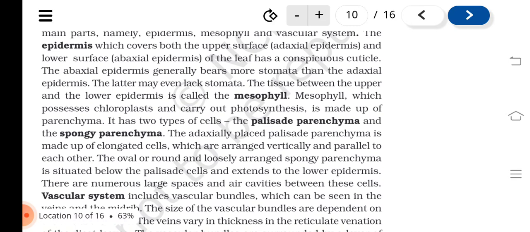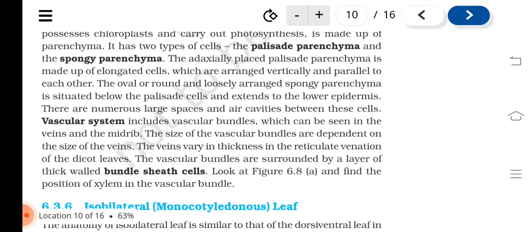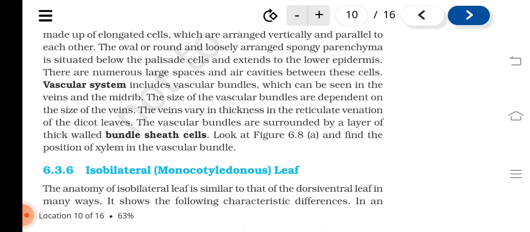The tissue between the upper and the lower epidermis is called the mesophyll. Mesophyll, which possesses chloroplasts and carries out photosynthesis, is made up of parenchyma. It has 2 types of cells, the palisade parenchyma and the spongy parenchyma. The adaxially placed palisade parenchyma is made up of elongated cells which are arranged vertically and parallel to each other. The oval or rounded and loosely arranged spongy parenchyma is situated below the palisade cells and extends to the lower epidermis. There are numerous large spaces and air cavities between these cells.